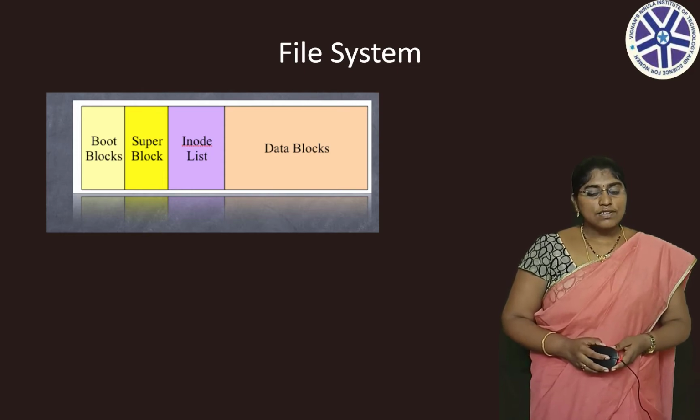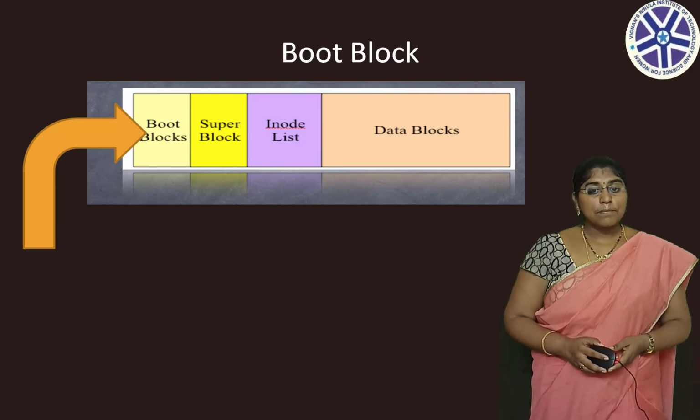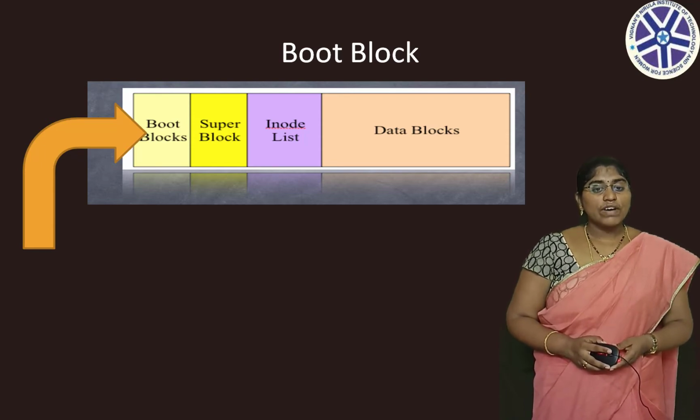The blocks belonging to the file system are logically divided into boot block, super block, inode table and data blocks. Let's see the first one, boot block. It represents the beginning of a file system. It contains a program or bootstrap loader. This program is executed when we boot the host machine. All file systems contain only one boot block.